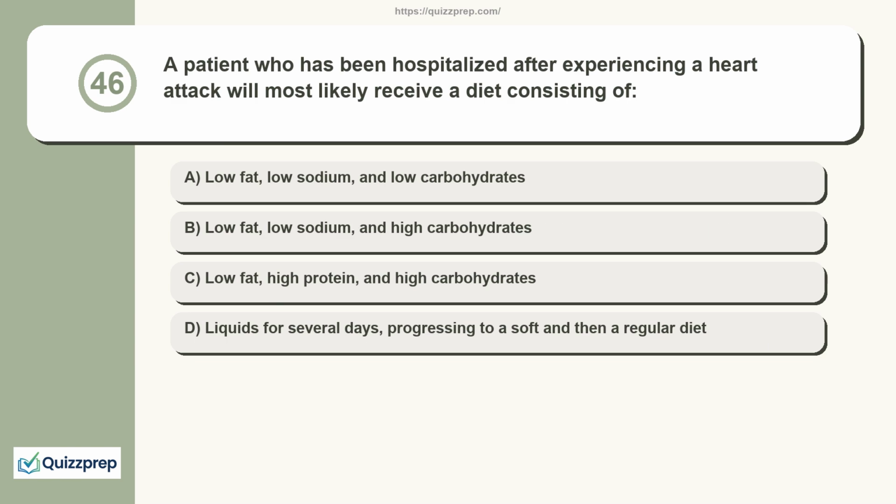Question 46. A patient who has been hospitalized after experiencing a heart attack will most likely receive a diet consisting of low fat, low sodium, and low carbohydrates. Low fat, low sodium, and high carbohydrates. Low fat, high protein, and high carbohydrates. Liquids for several days, progressing to a soft and then a regular diet.